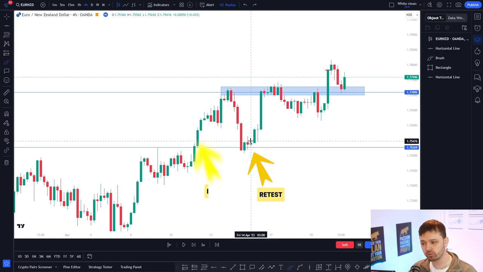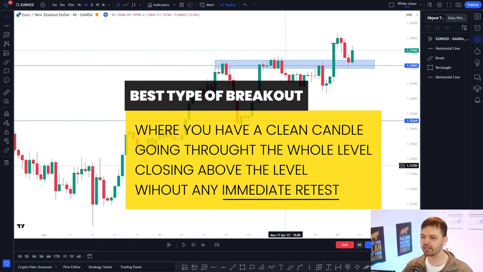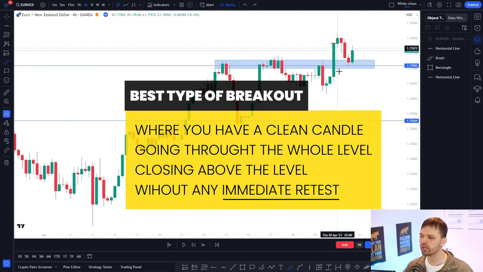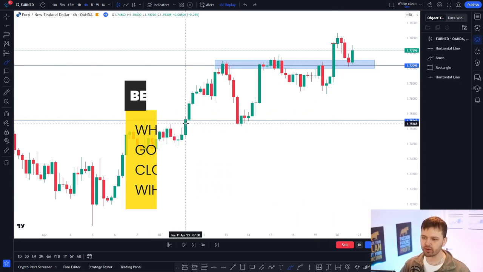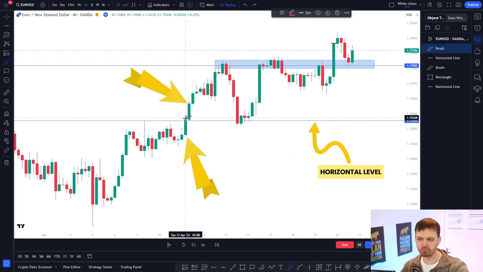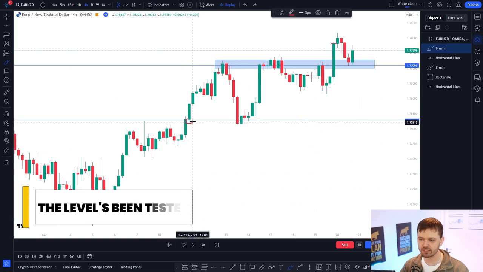Still a good reaction, a good break and retest, but the best type of breakouts are the ones where you have a clean candle going through the whole level, closing well above the level, and there's not going to be any immediate retest. So here you have one candle closing not well above the level, and there's an immediate retest. So the level has already been tested right here.